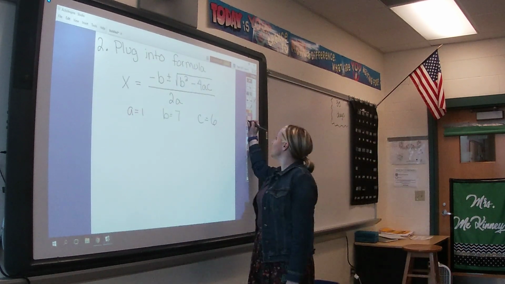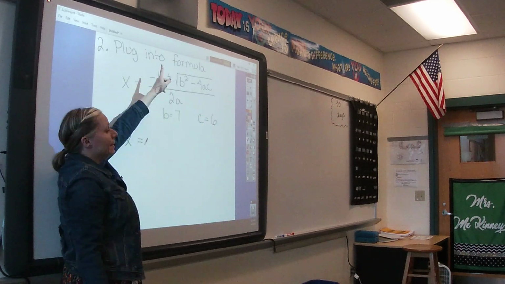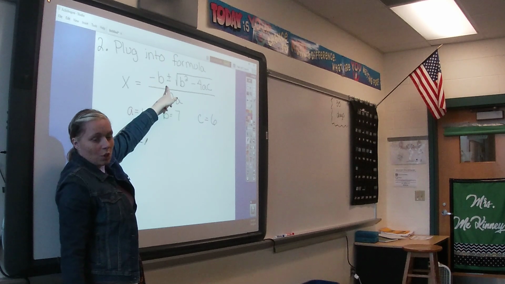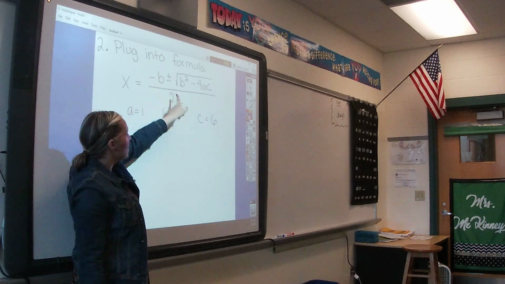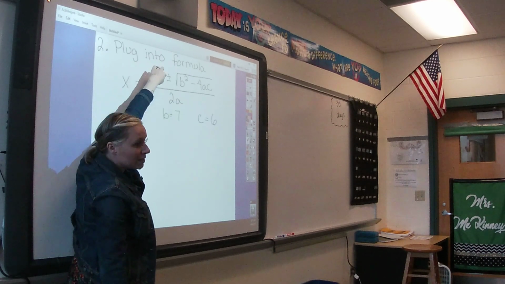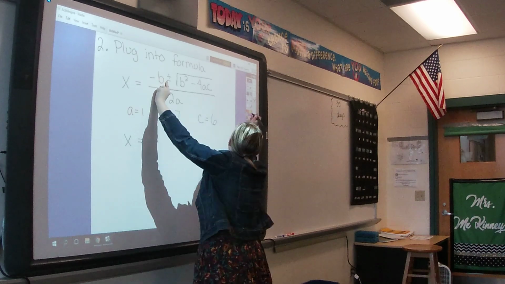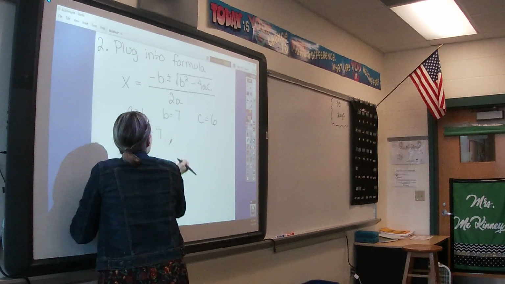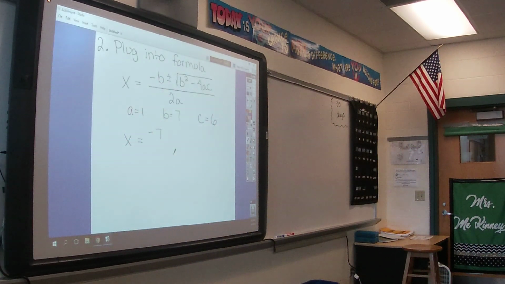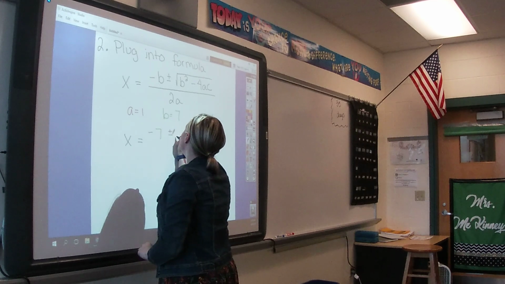Okay, so we'll have x equals negative b. So what does B equal? 7. So we're going to write down -7. The negative is part of the formula. The 7 is what's going in for B. Plus or minus, because that's part of the formula.